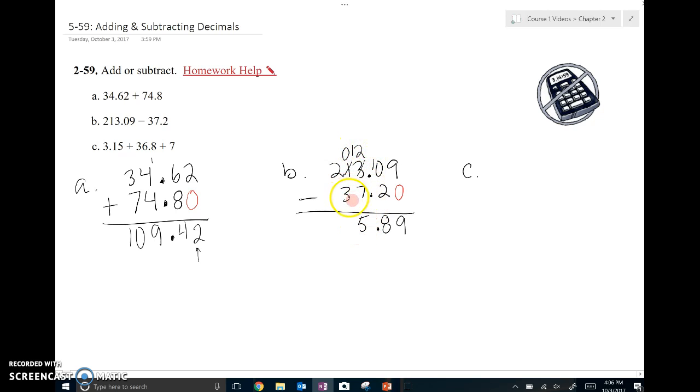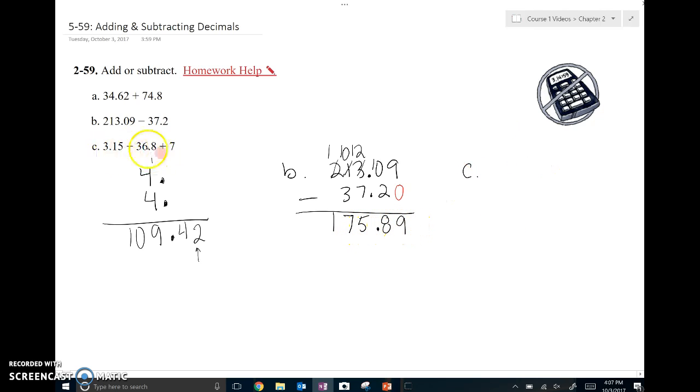Now I'm trying to take away 3 tens here. This 30 represents 3 tens. I don't have any tens anymore, so let's borrow from the 100. So we have 100 left, and that will make 10 tens, which is 100. So 10 minus 3 is 7, and we have that 100 there. So 175 and 89 hundredths.